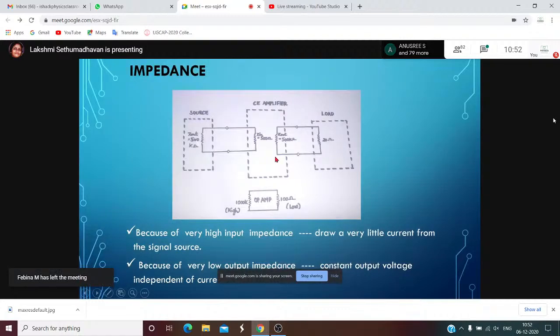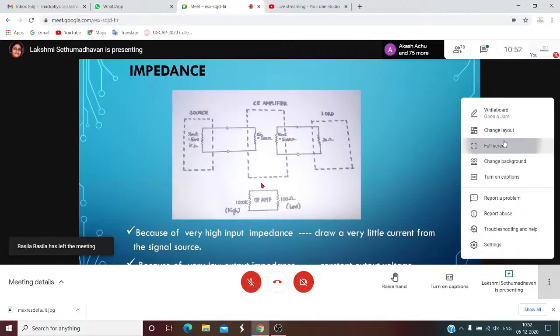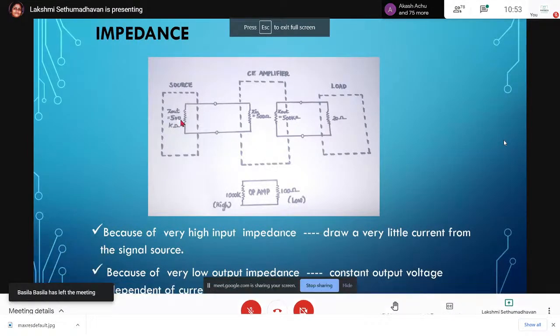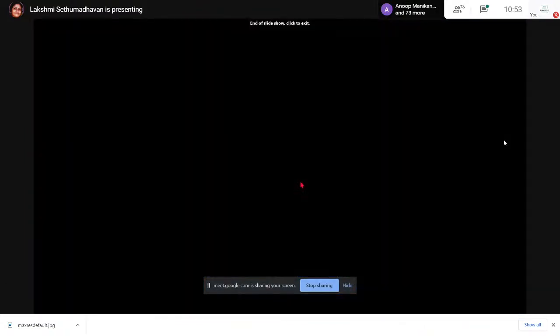So in such a case, if I replace the CE amplifier with an op-amp amplifier, this op-amp, as I discussed, has a high input impedance and a low output impedance. So I put it as 1000K and 100 ohm, just for an example. You can take it high and low. If the CE amplifier is replaced by this op-amp, what do you think? 500K matches with 1000K more comfortably. It's the same order. Then 100 ohms matches with 20 ohms. So again, that is going to be comfortable. So you can have an efficient power transfer. This is the concept of impedance matching and power transfer.